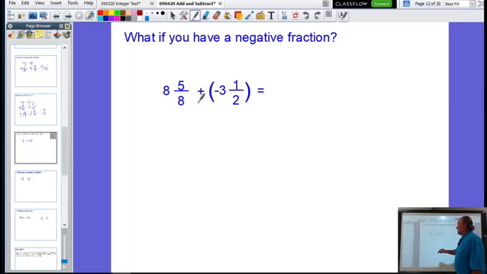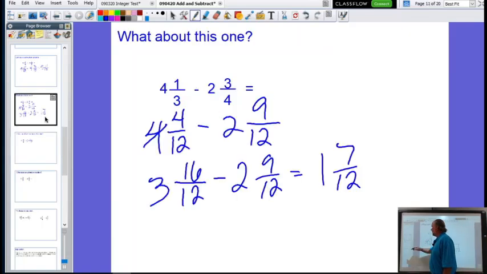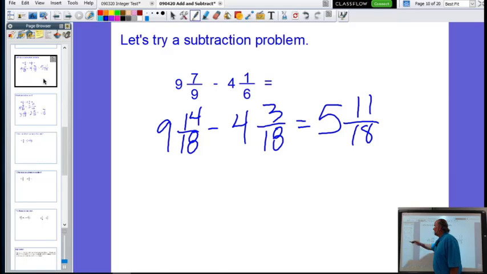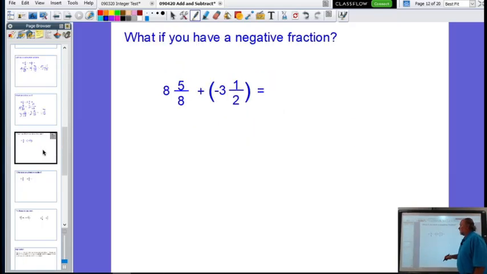So in this particular problem, my signs are different. So what am I going to do with my numbers? I'm going to subtract my numbers. Okay, so in this one right here, we now know that we're going to subtract our numbers. So now I need to go through the same process that we went through on either this problem or this problem. And again, the first step is to find a common denominator.